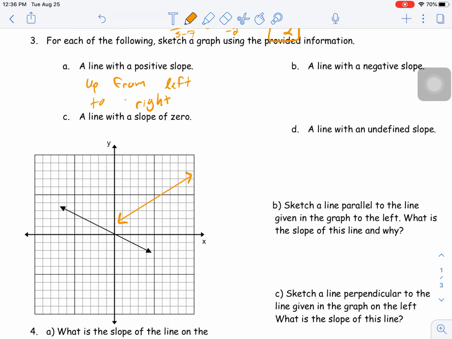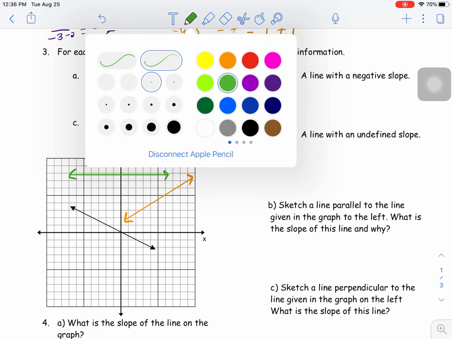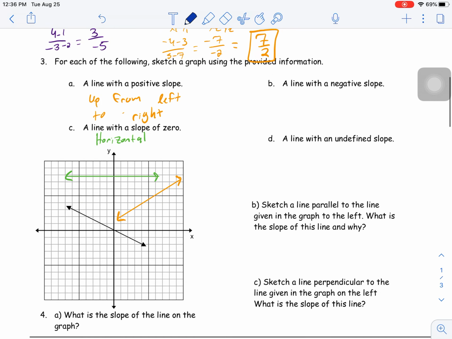Next, it wants a line with a slope of 0. Well, we've already talked about lines with a slope of 0, right? Those are our horizontal lines. So then it just wants us to create a horizontal line somewhere in here. And yours does not have to match mine exactly, guys. It can look different for sure.